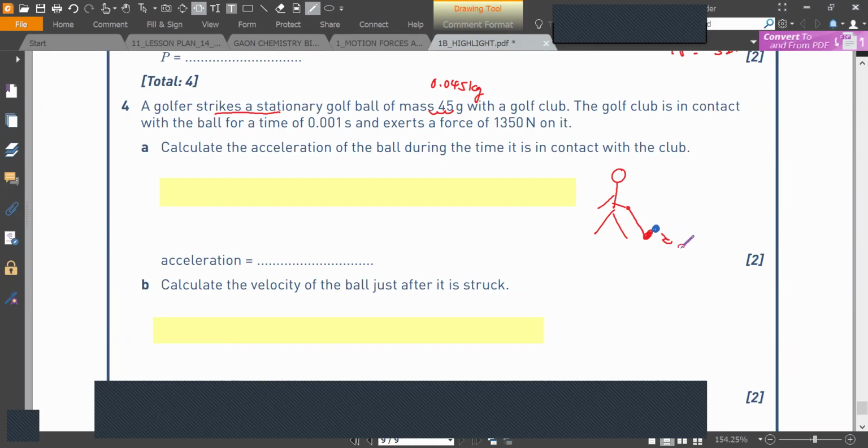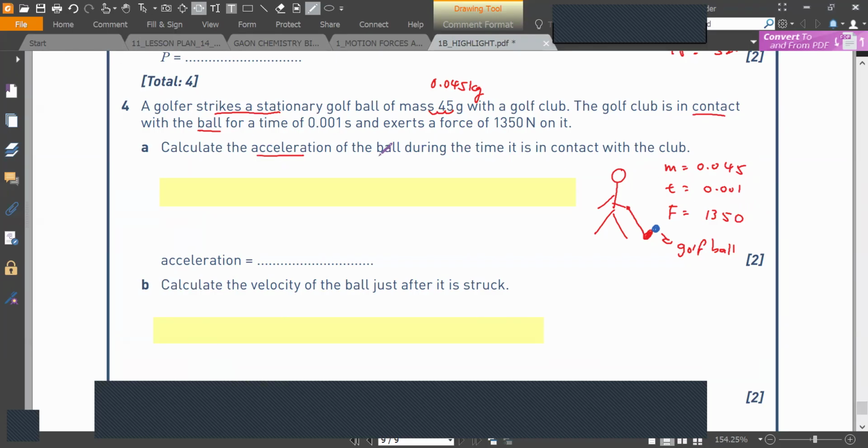Okay, so this is a golf ball. Let's look at the information that we have. We have mass 0.045 kilograms. The time in contact with the ball is 0.001 second. And then the force is 1,350 Newton.